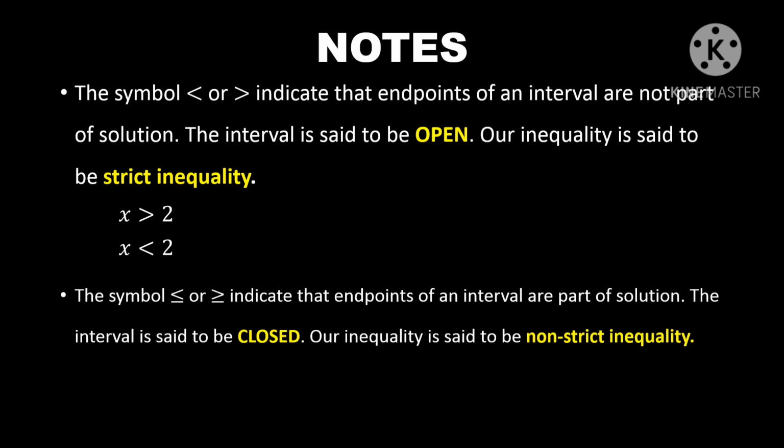Another is the symbol less than or equal to or greater than or equal to, which indicates that the endpoints of the interval are part of the solution. The interval is said to be closed, so our inequality is said to be non-strict inequality. Example, if you have x less than or equal to 2 or x is greater than or equal to 2, ito ay non-strict inequality. So sa madaling salita, pag may bar sa baba, tulad dito, non-strict inequality. Pag walang bar sa baba, tawag doon ay strict inequality. Then open interval, and this one is closed interval.